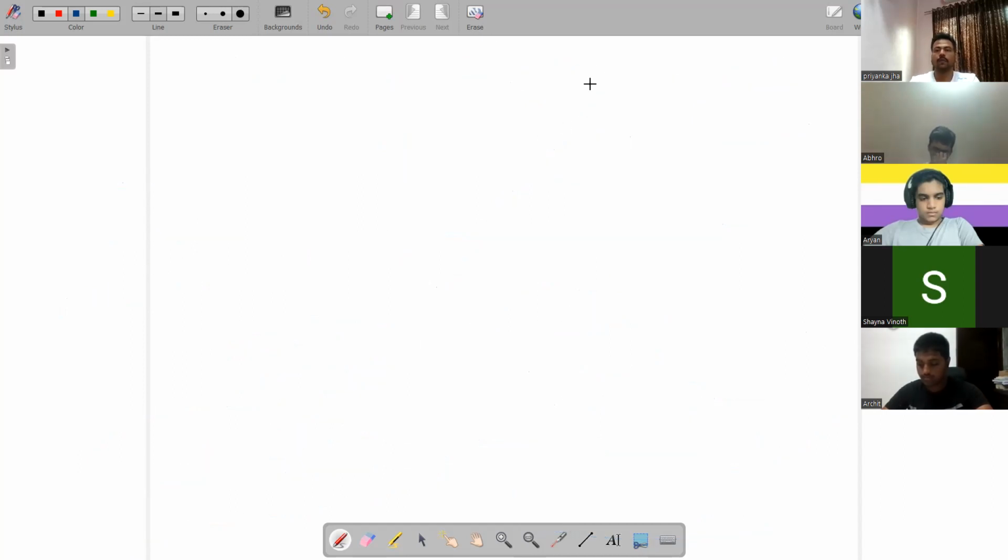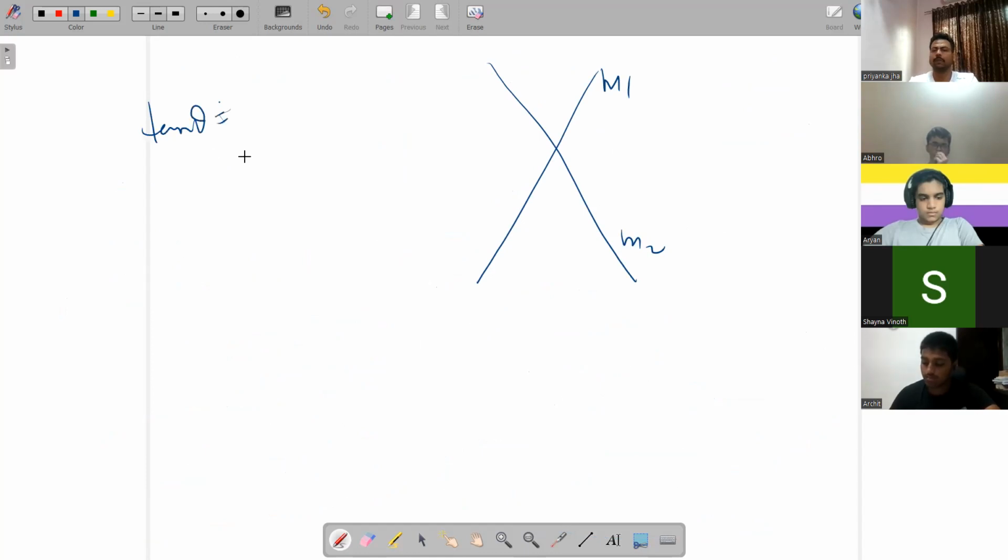Now see, one line, other line. Slope of this line is M1, slope of this line is M2. Suppose any angle, tan theta. Theta may be acute, may be obtuse. So this is plus minus M1 minus M2 or M2 minus M1, which does not make any sense, upon 1 plus M1 into M2.